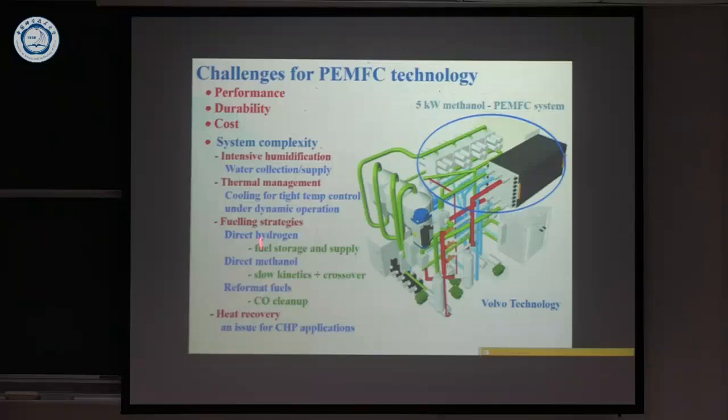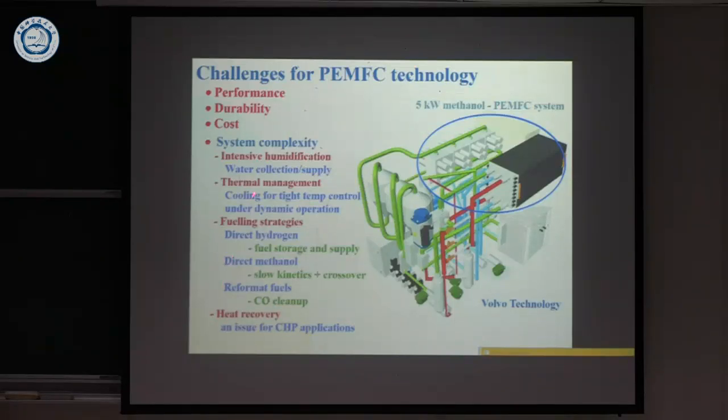And then there are strategies regarding fueling. For hydrogen, we have just discussed that. You may have the situation of a direct methanol fuel cell. We have not discussed this yet, but that has the connection of slow kinetics and possible crossover. For the reformate fuels, you need cleanup. CO is a problem, and CO is a problem especially at the lower temperatures.